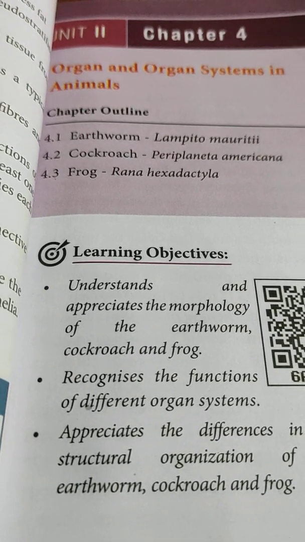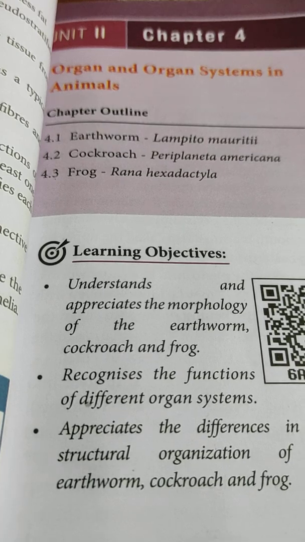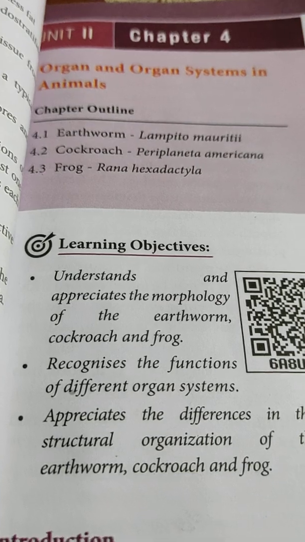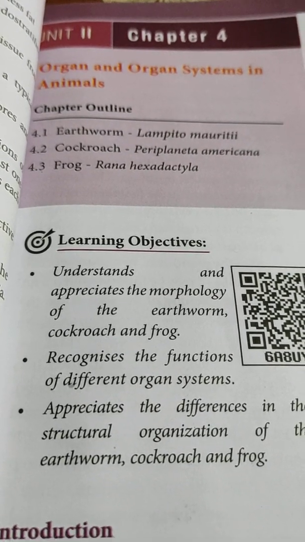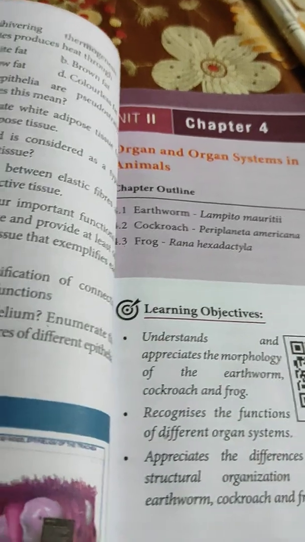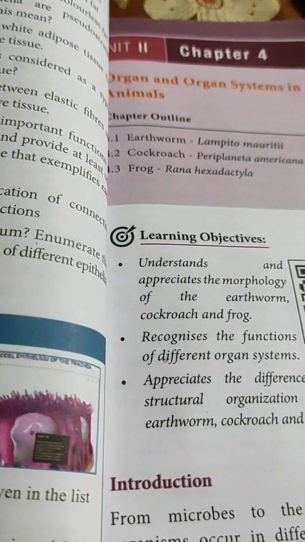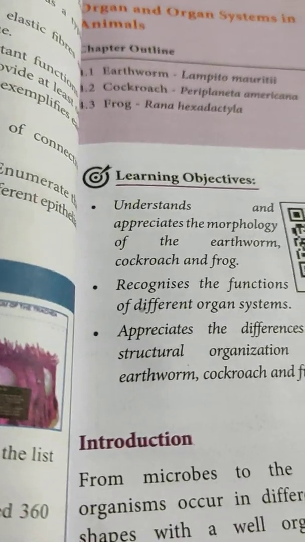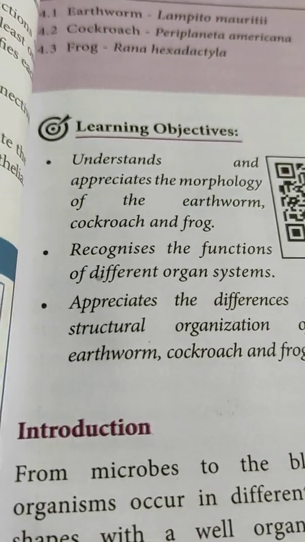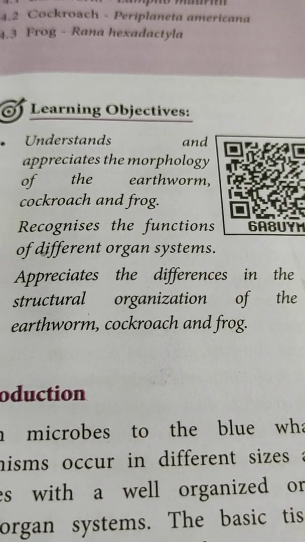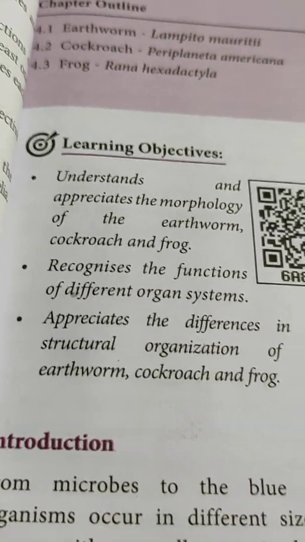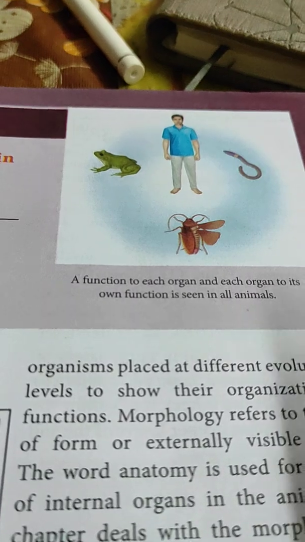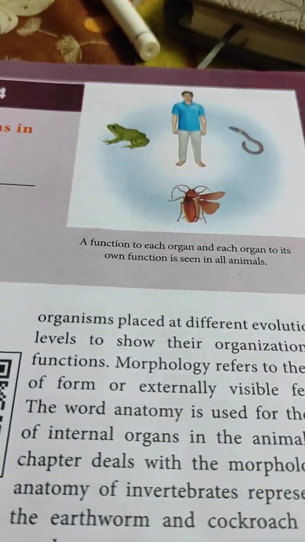But we know that the unit of every living organism is the cell. So cells are functioning in a coordinated way, forming the organs and organ systems. So in this chapter we are going to introduce you to the morphology and the anatomy of the organisms placed at different evolutionary lines or levels to show their organization and function.